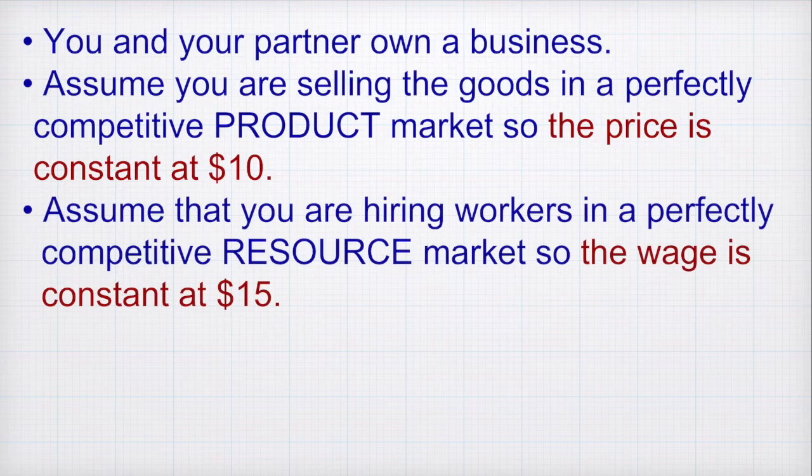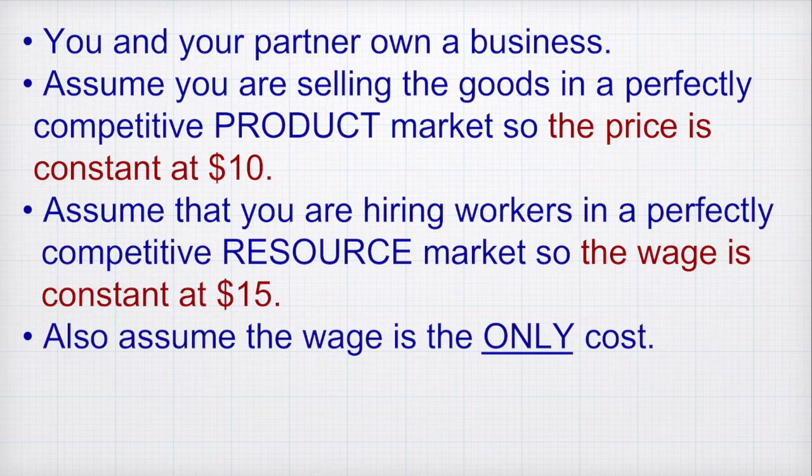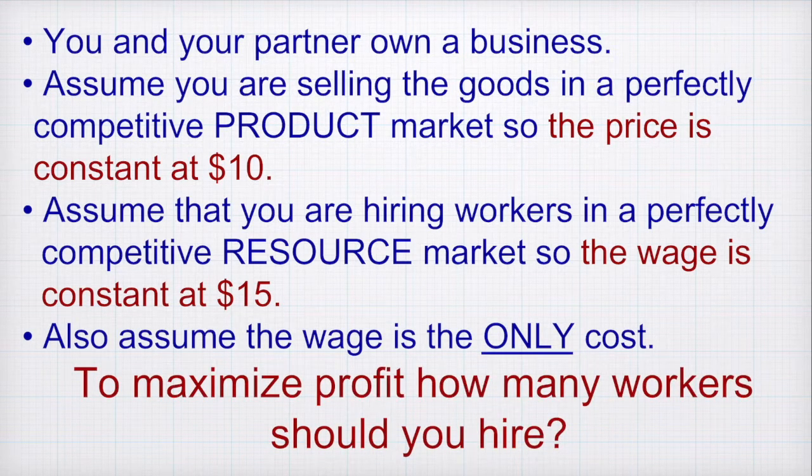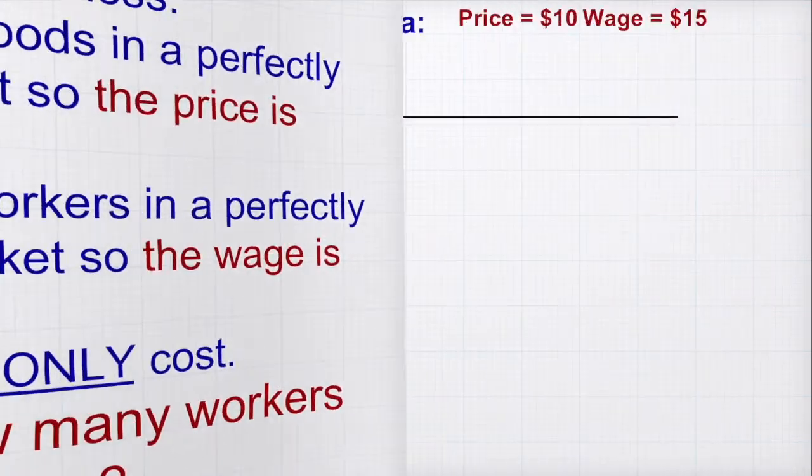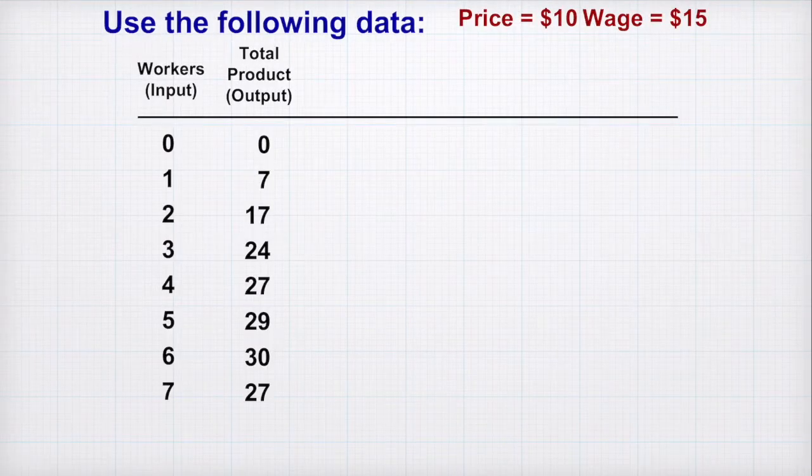Now, further assume that you're hiring your workers from a perfectly competitive resource market or factor market, and that the wage is constant at $15. So every worker you hire, you have to pay an additional $15. So that represents their wage. So I'm going to give you some data, and the question that you're going to answer is how many workers should you hire to maximize profit? Okay, so let me give you that information now. And then I'll let you attempt this and then we'll go over it.